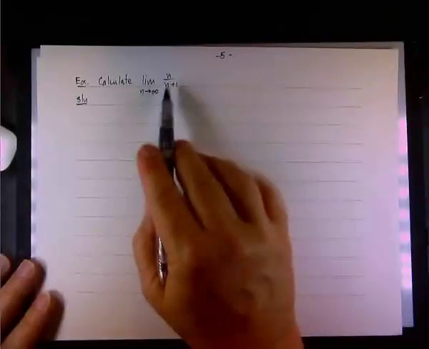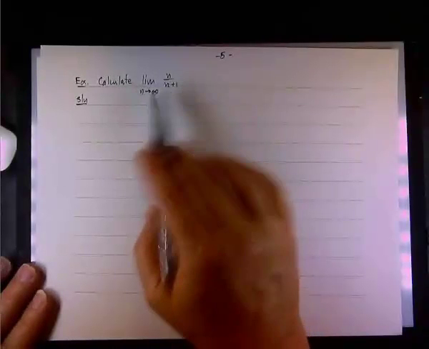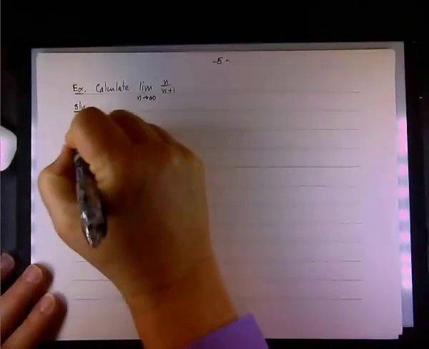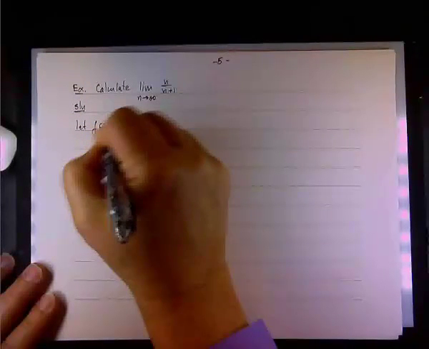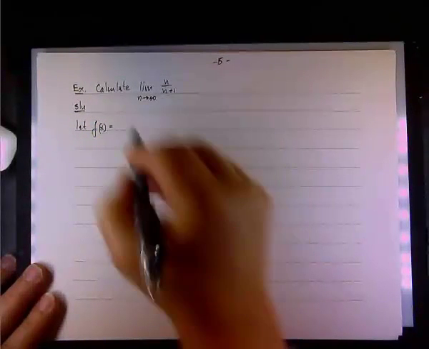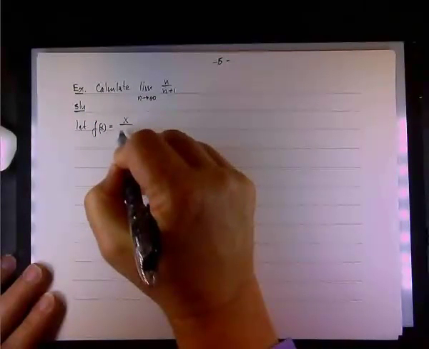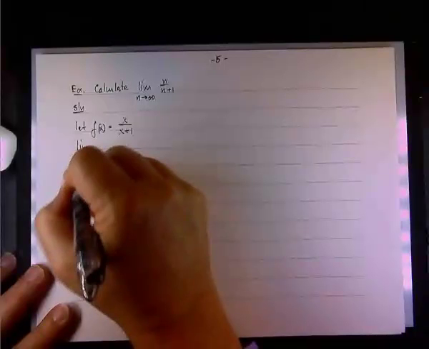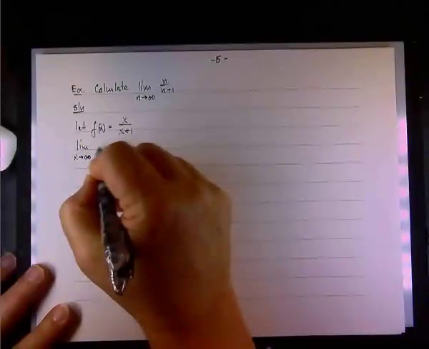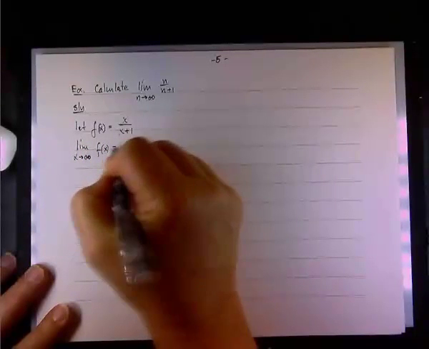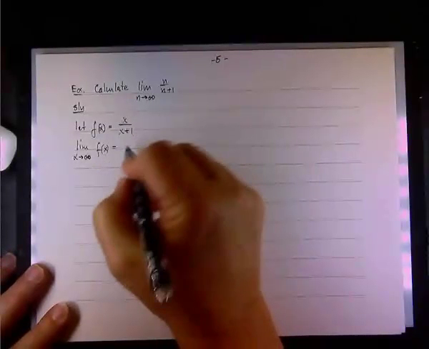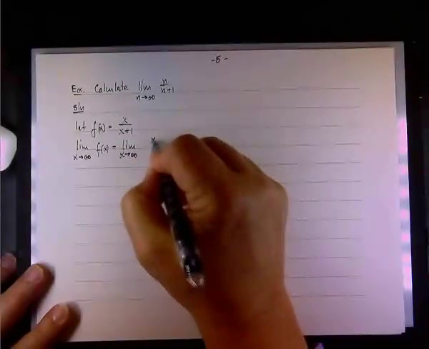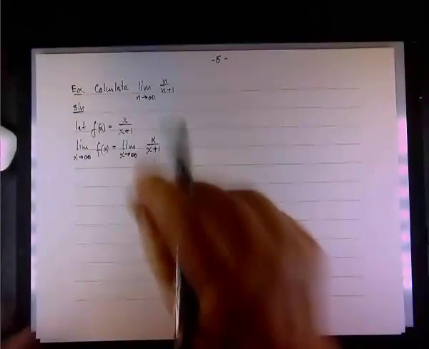And instead of looking at the sequence, the general term of the sequence, I'm going to say we let f of x be, we substitute n with x, and we let f of x equal x over x plus 1. And now we're going to look at the limit when x goes to infinity of f of x. So it will be the limit when x goes to infinity of x over x plus 1.